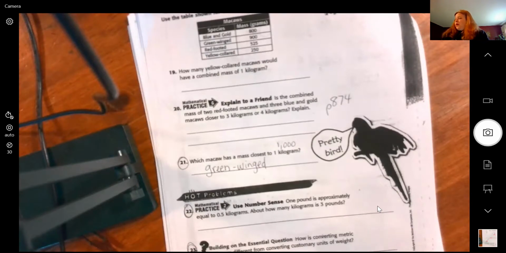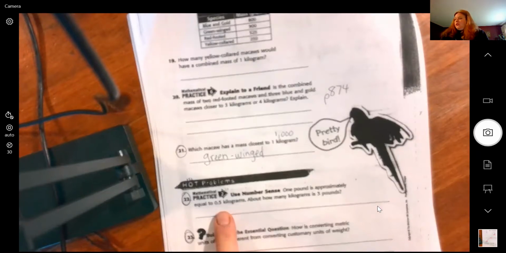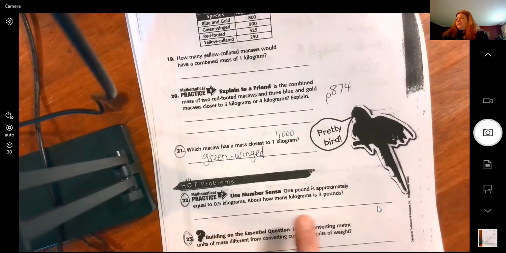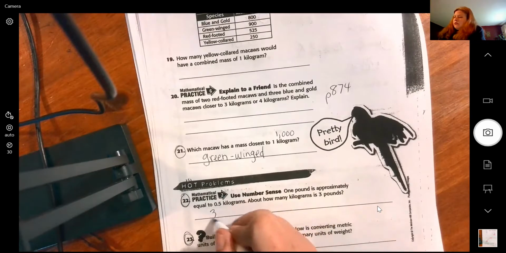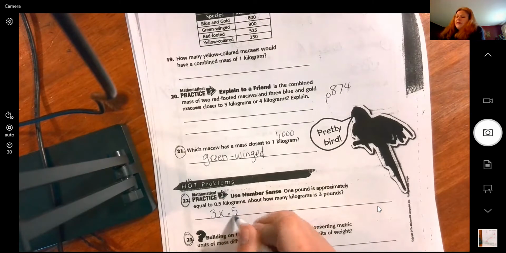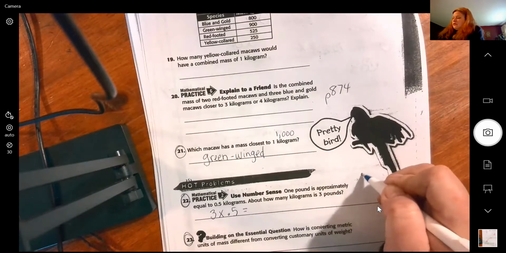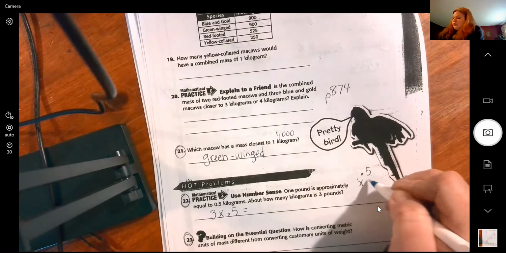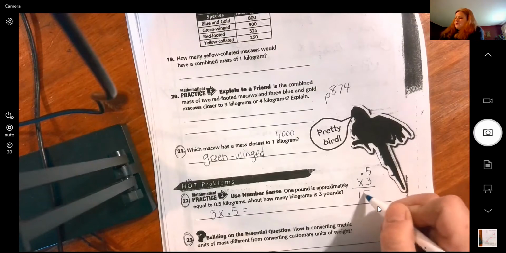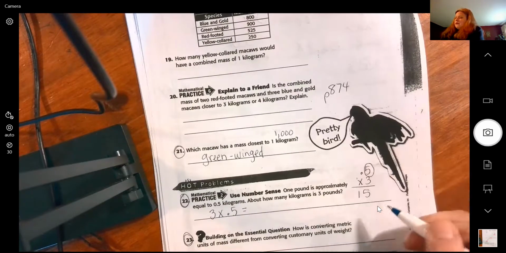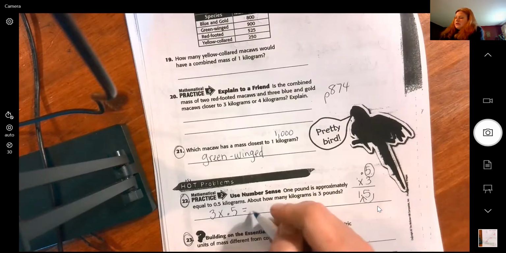All right. Use number sense. 1 pound is approximately half of a kilogram. So what about how many kilograms is 3 pounds? So I have 3 groups of a half of a pound. All right, this was quarter two. How do we multiply with decimals? 3 times 5 is 15. We have 1 decimal place in our factors, so we need 1 decimal place in our product.